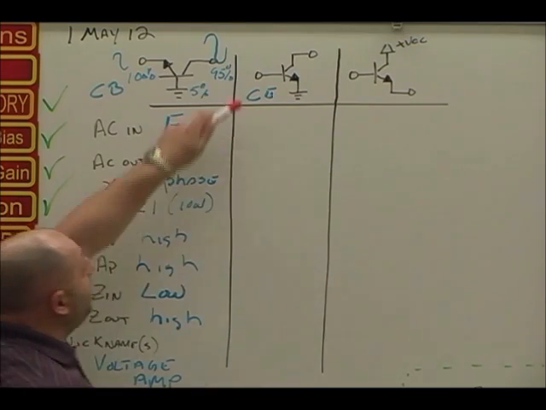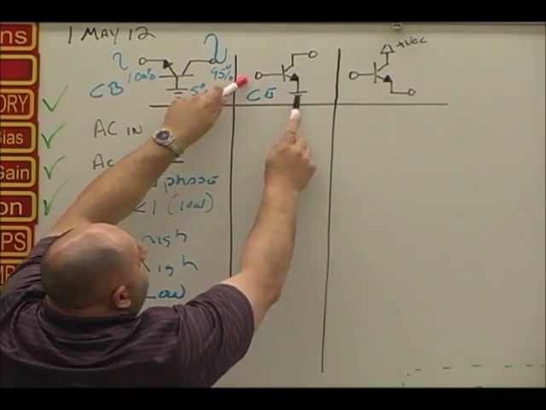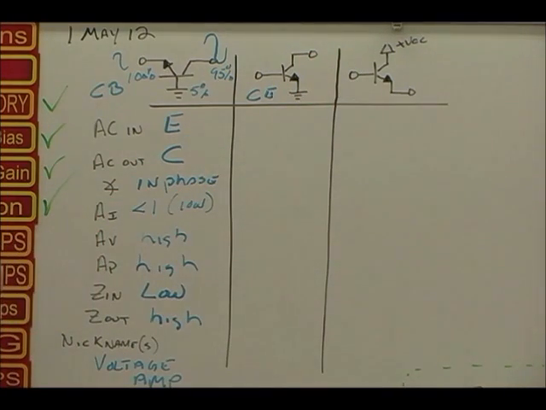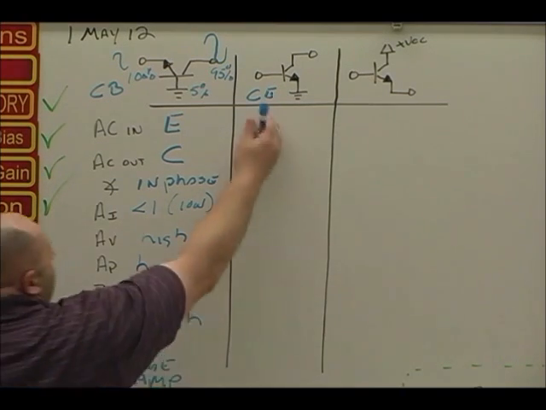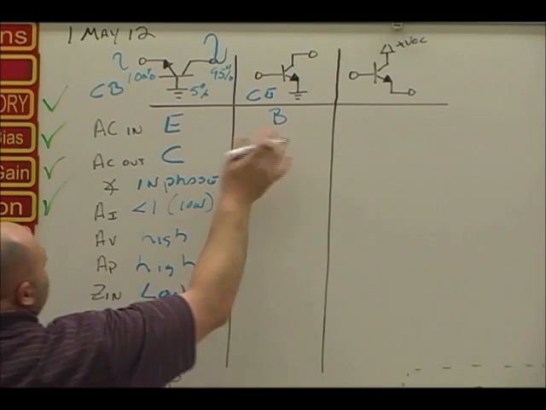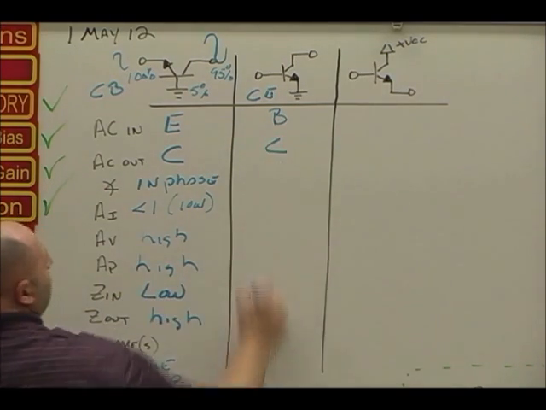Look at that thing. Inputs on the base with respect to the emitter. Outputs at the collector with respect to the emitter. And there's something cool about this one. Everything's what? High. Everything's high with a common emitter. But first things first, base input, output at the collector.